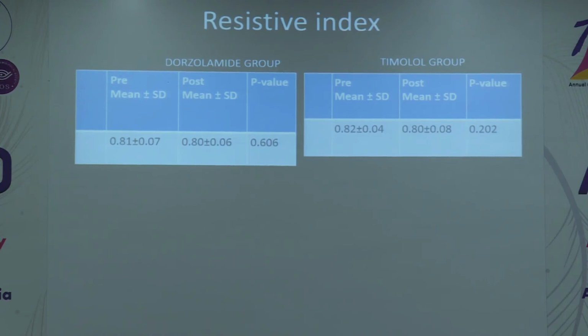In our study, we did not find any significant decrease in the resistive index in the dorzolamide group and timolol group in the ophthalmic artery and central retinal artery. However, in the short posterior ciliary artery, we found that there was a significant reduction in resistive index in the dorzolamide group.